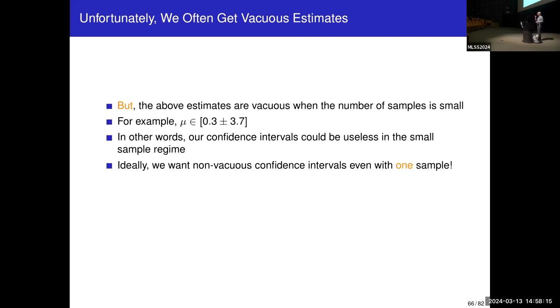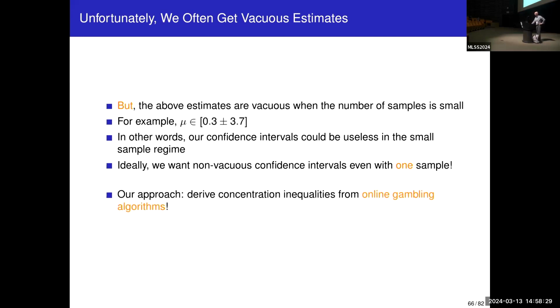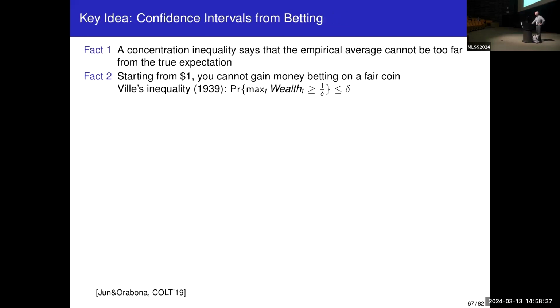However, ideally, it should be possible to construct an algorithm that gives you confidence intervals that are always non-vacuous, in the sense that they are always strictly less than 1, even with one sample. And this is what we will do. I will use a betting algorithm to derive concentration inequalities. And again, this is very, very simple. This is less than a slide. So how do we do that?